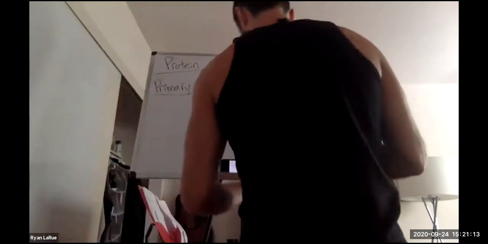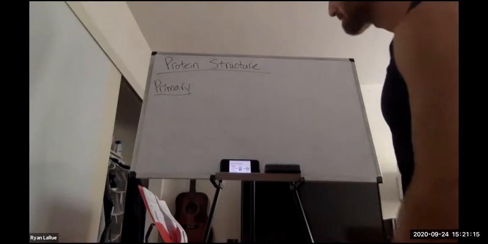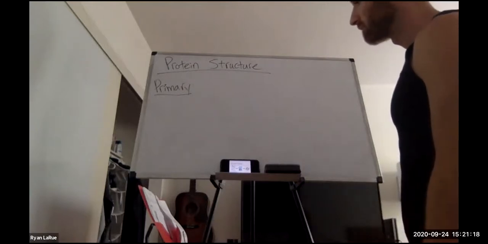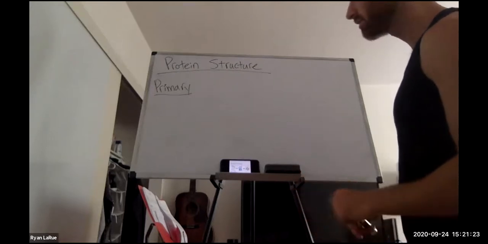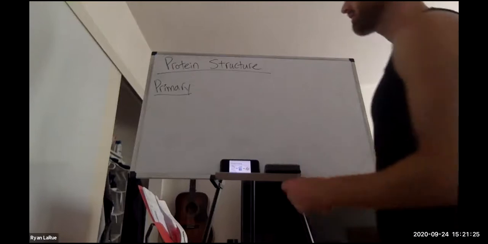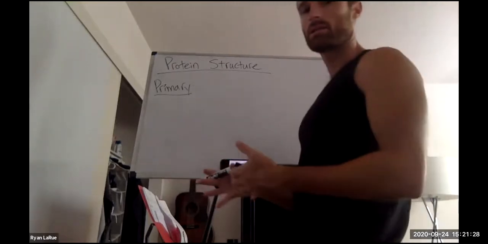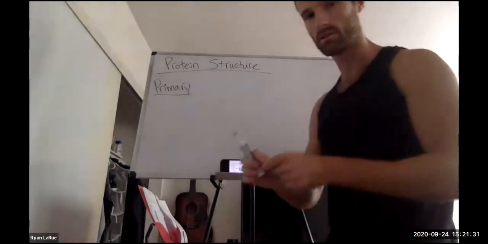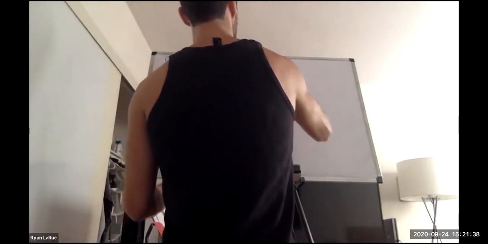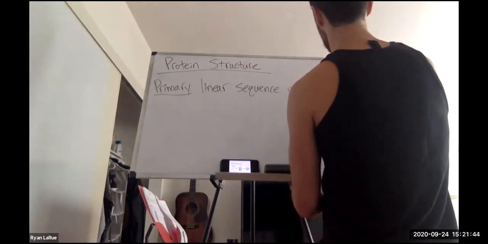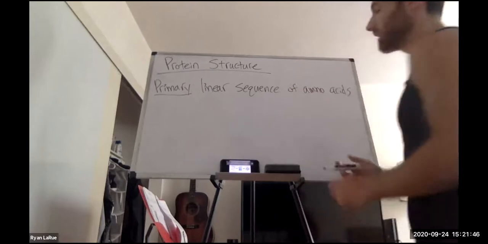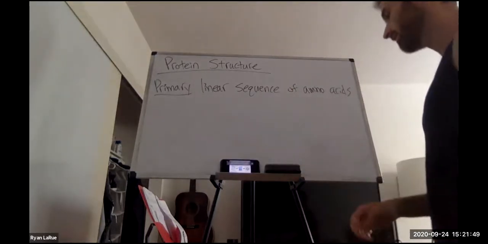Primary. What I refer to when I talk about a protein's primary structure is the linear sequence of amino acids. It's a line of amino acids. That's the primary structure. So it's this linear sequence of amino acids. So no folding or anything has taken place yet.